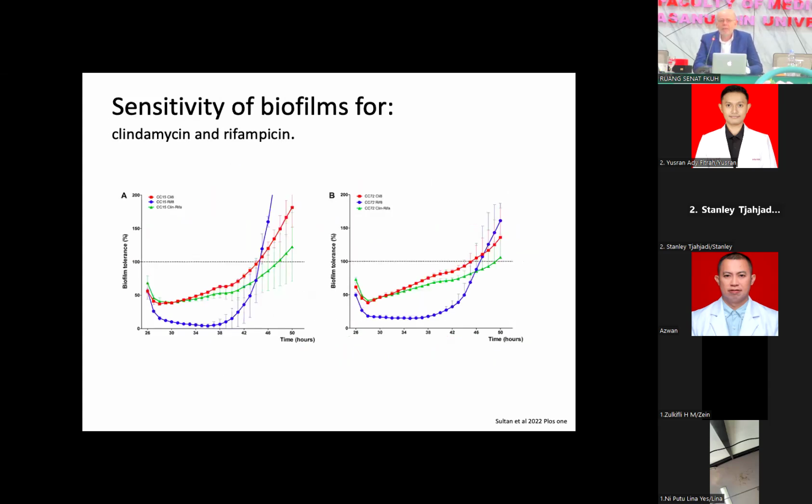There are also combinations that you don't want to use. This is clindamycin and rifampicin. The clindamycin is given in red, the rifampicin is in blue, and when you combine them, in green, then the curves start being similar to the clindamycin alone. So clindamycin reduces the effect of rifampicin for these strains under the conditions tested.